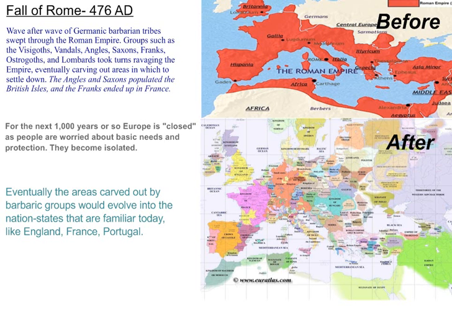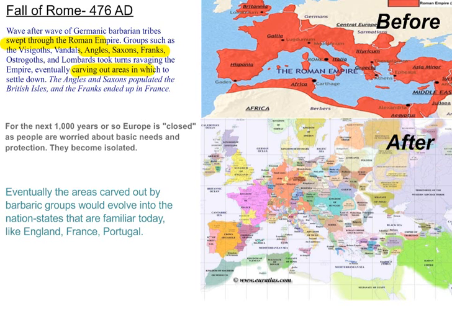And so what happens near the end of the Roman civilization is you have a lot of what we call Germanic barbarian tribes that are going to come in and they're going to start to sweep through the Roman Empire. And these groups are anyone from Angles and Saxons and Franks, and you don't need to know all of these names, but you need to know that they come in and they start to carve out different areas in which to settle down.